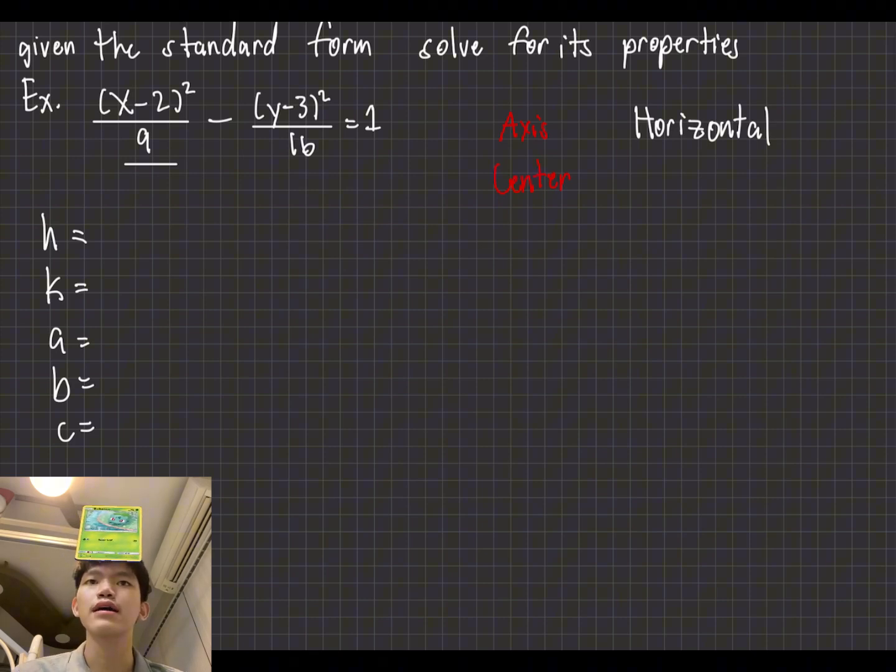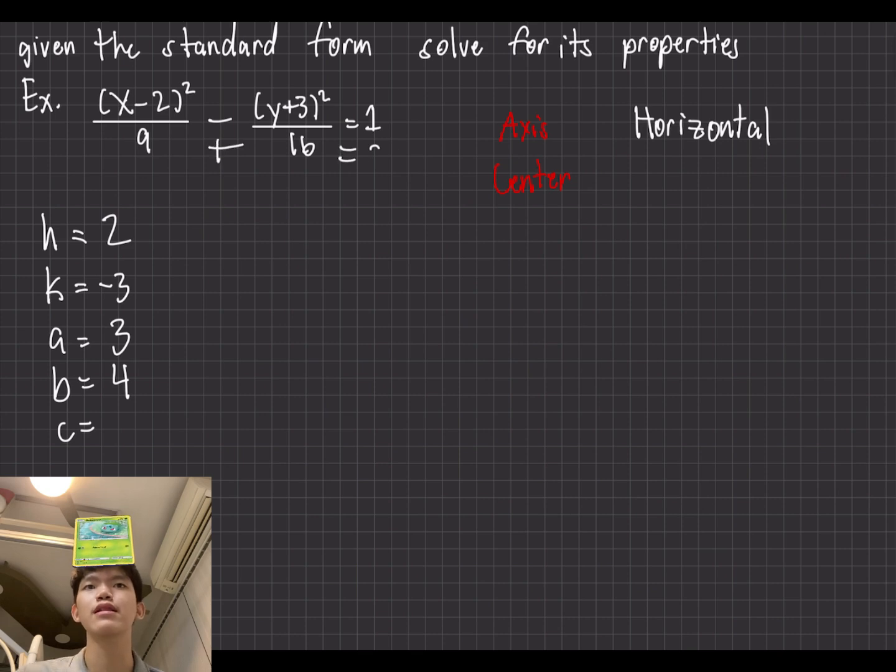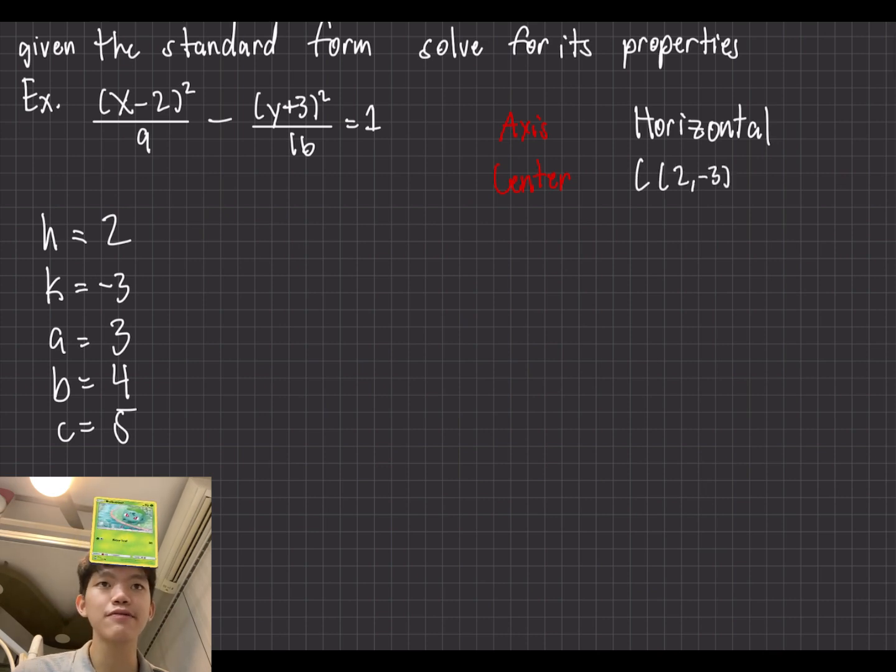So for the h, it is given for the x coordinate, and for k is given for the y coordinate, which is negative 3 and 2. So for a, the square root of 9, and for b is the square root of 16, which is 3 and 4. For c, we will add 9 and 16 is equals to 25 and its square root. For the center, we have 2 comma negative 3. That will be our center.